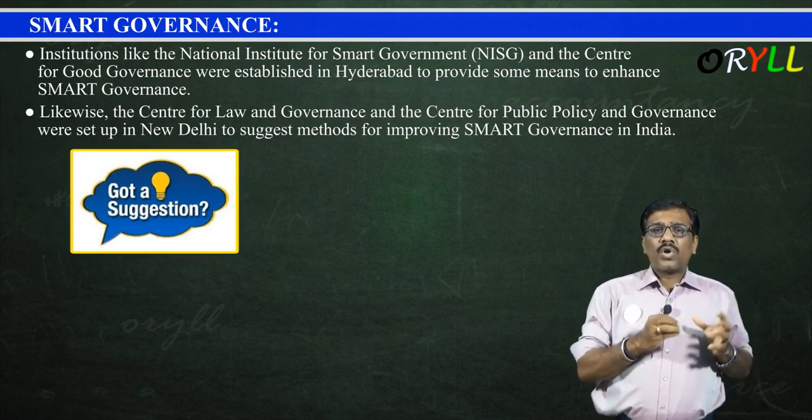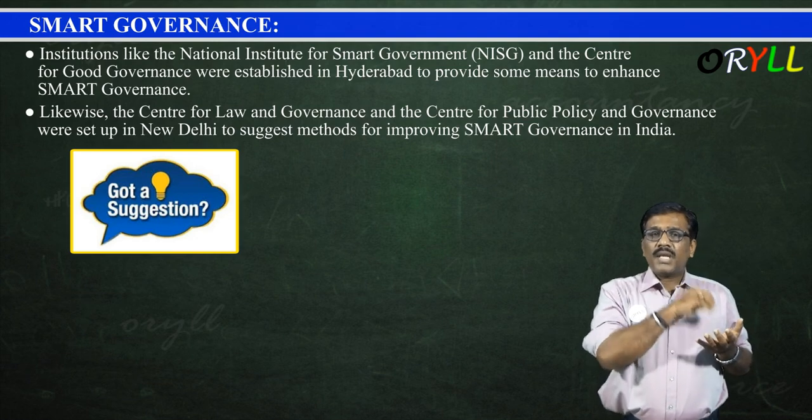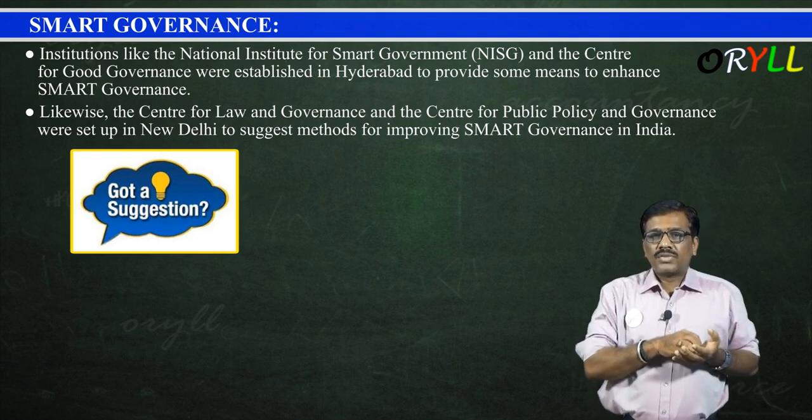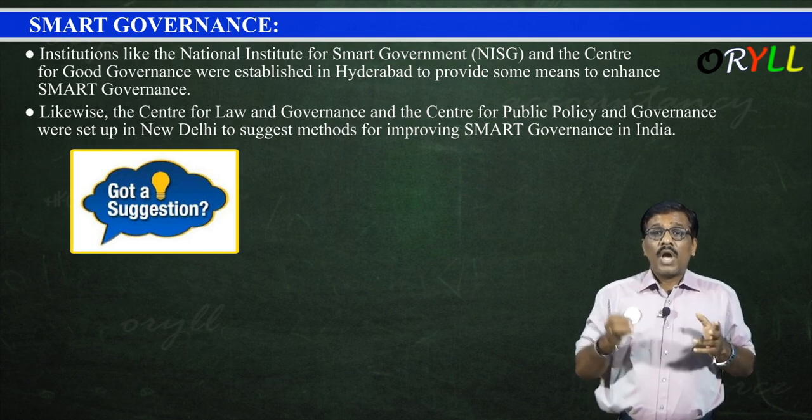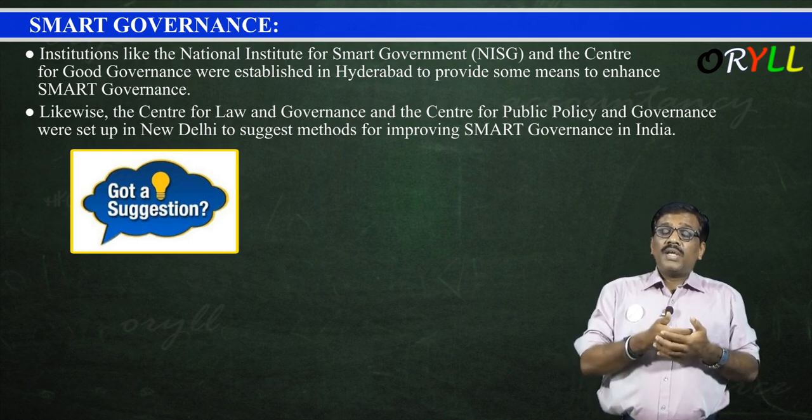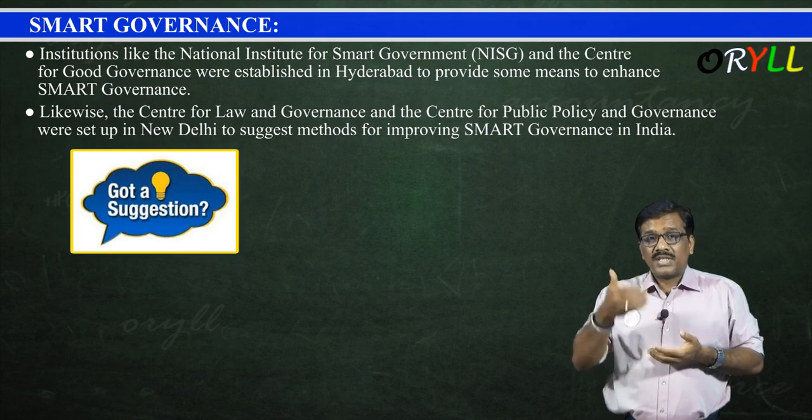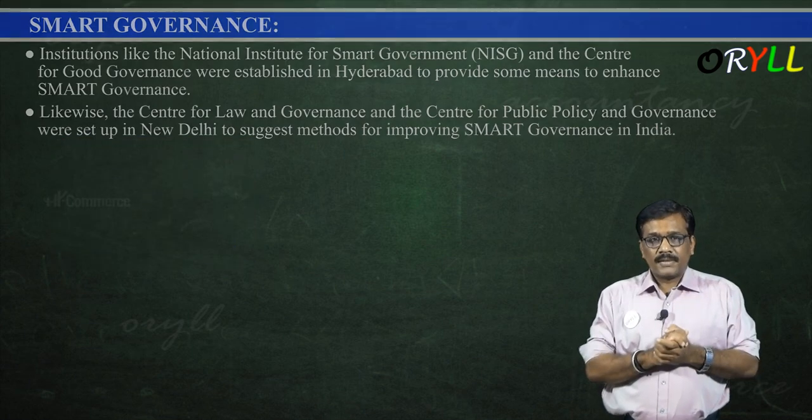See, these are the research organizations actually set up in Delhi, the Center for Law and Governance and the Center for Public Policy and Governance. These are only meant for research kind of things: how we can effectively deliver smart governance to the citizens. Okay, they will do R&D.